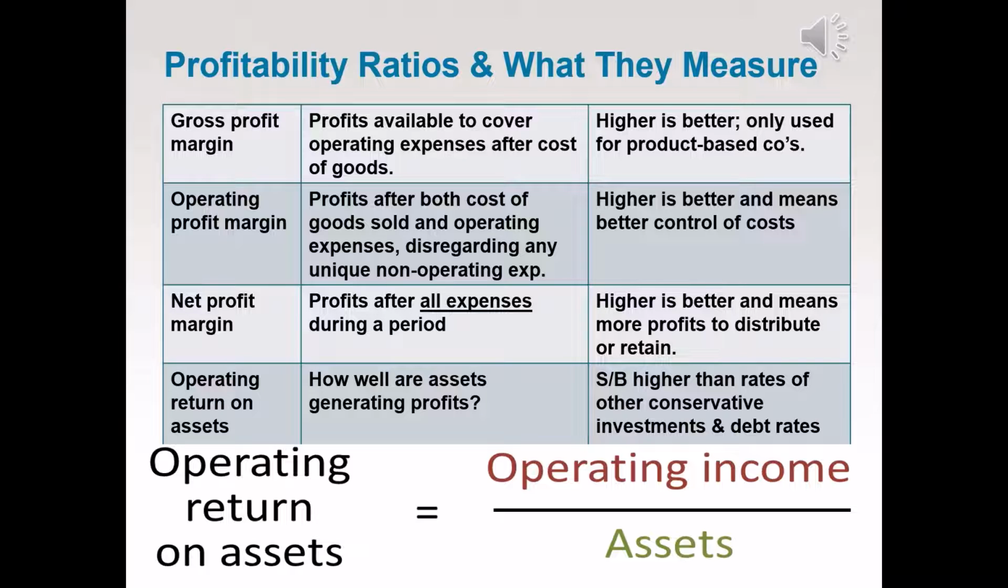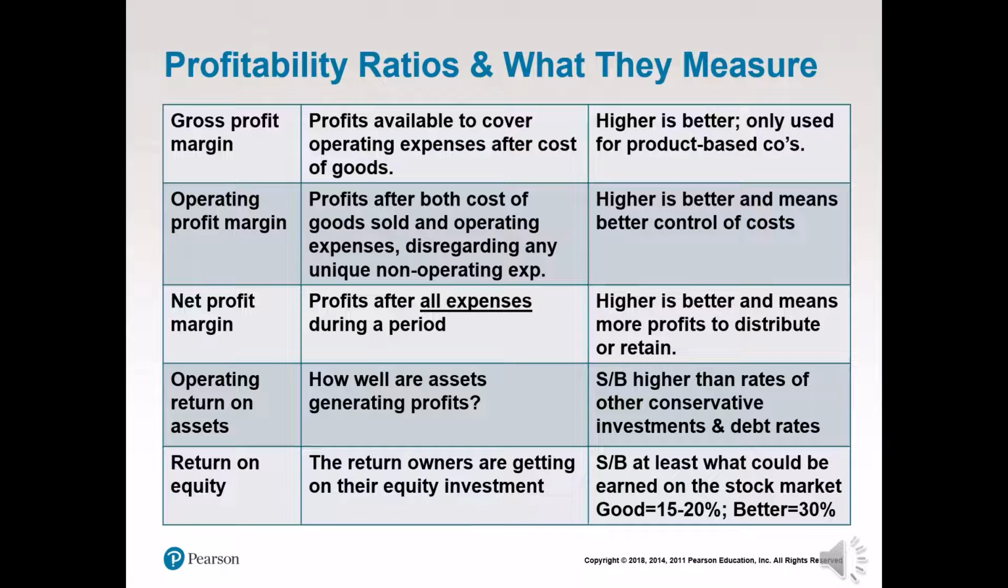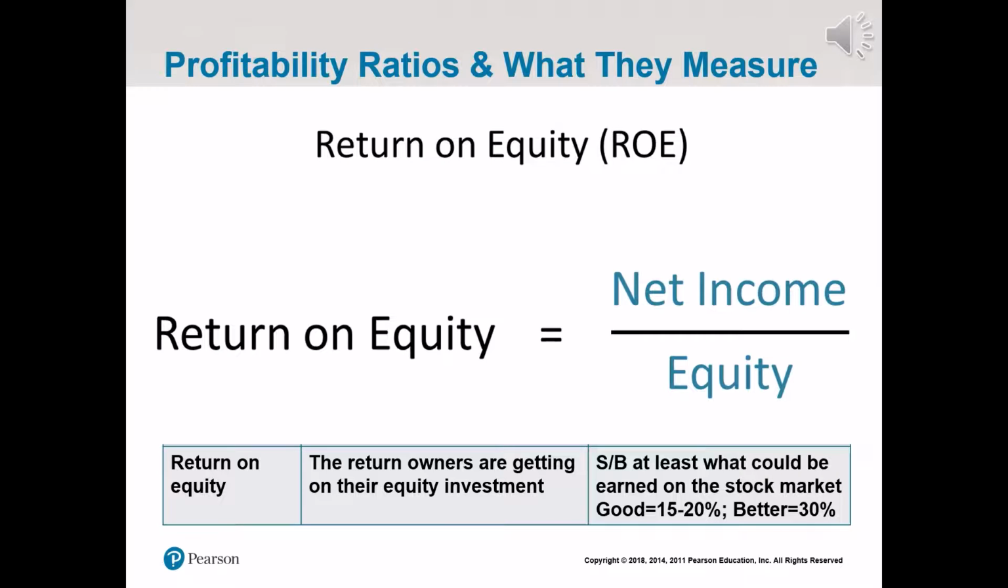Return on equity. For this profitability ratio, we want to take a look at the owners and what they are getting for their equity investment. We want to make sure that the equity ownership is earning at least what they could be earning on the stock market, which very good is around 15 to 20%, and even better, something we strive for, is 30%. So if we can get a return on equity of 30%, we're very happy with our return. We calculate our return on equity by taking our net income, which is our return, and we divide it by equity.